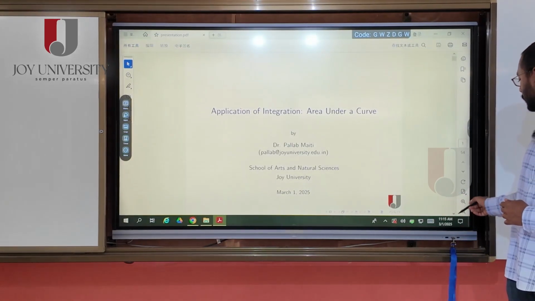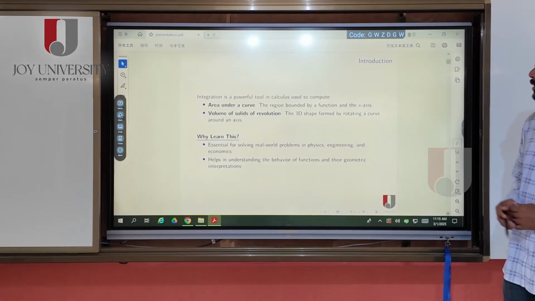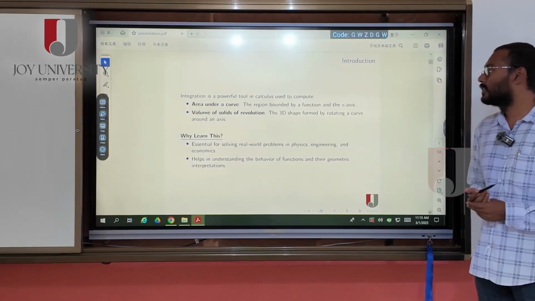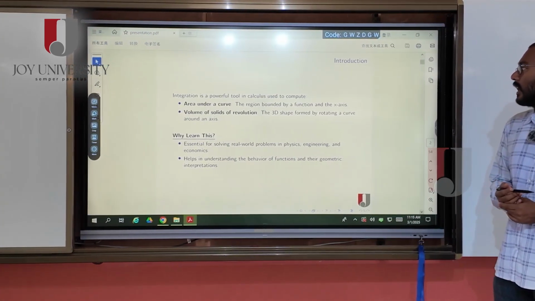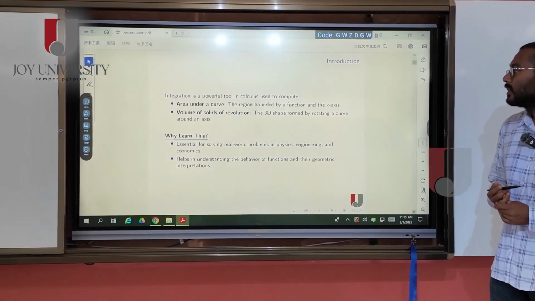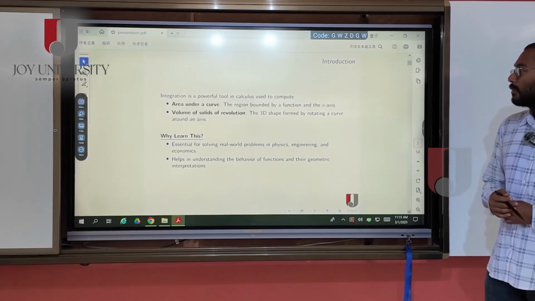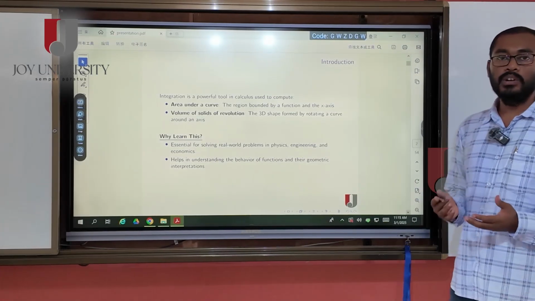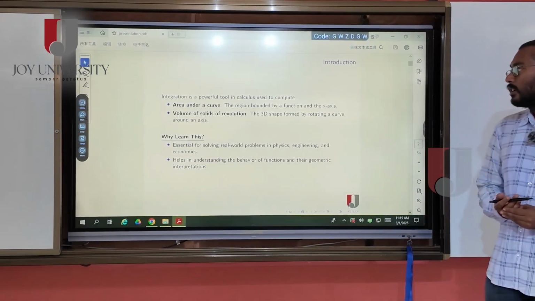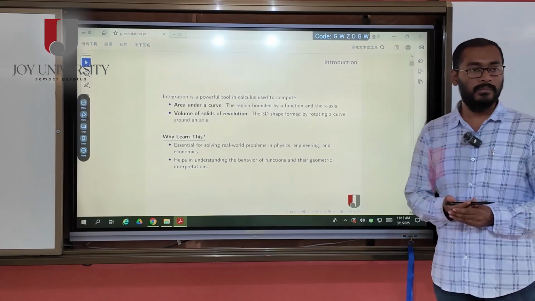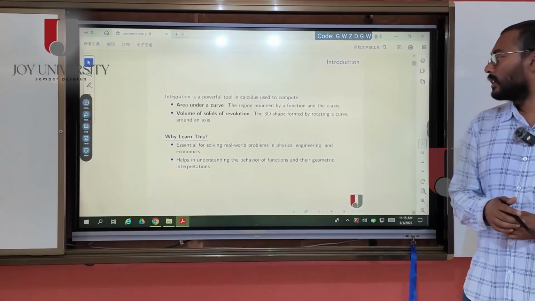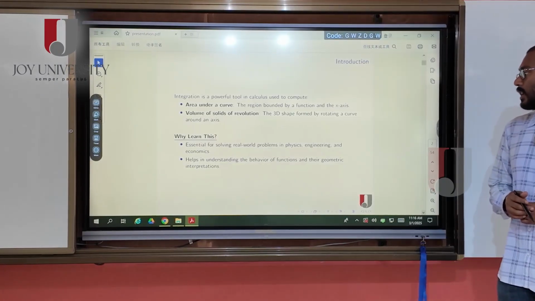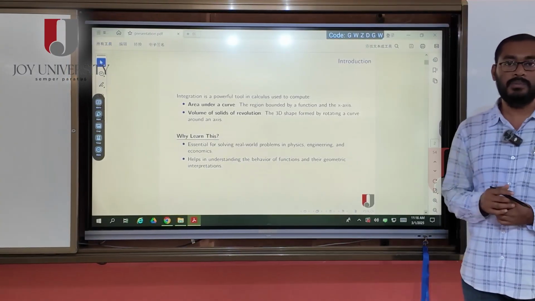Before starting this topic, let me give some introduction. So why is it needed? Area of a curve is the region bounded by some function and the x-axis, that is the main concept. After that we will give some other applications, the volume of solid of revolution. So why do we want to learn these topics? It's essential for solving real world problems. We have applications in physics, chemistry and engineering, and also in understanding the behavior of functions and their geometric interpretation.